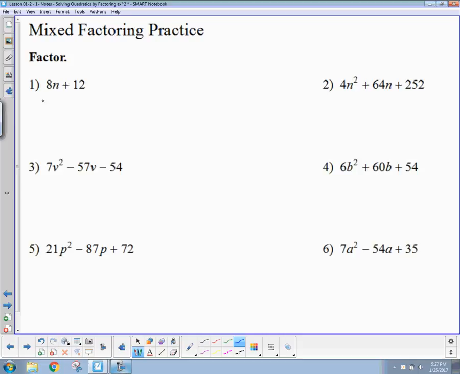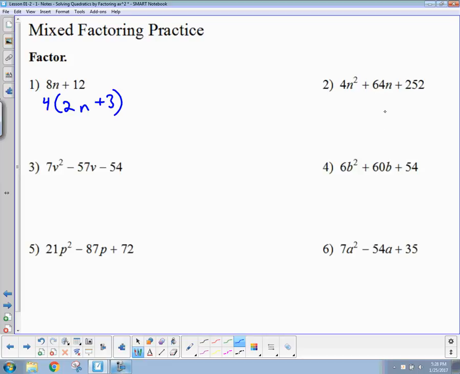Okay, 8 divided by 4 is 2. Bring down the n. 12 divided by 4 is 3. Boom. Again, there's no worksheet for this, so you're going to have to pause the video and try these out on your table or something, okay? All right, number 2. I know a 2 can be going into all of that.